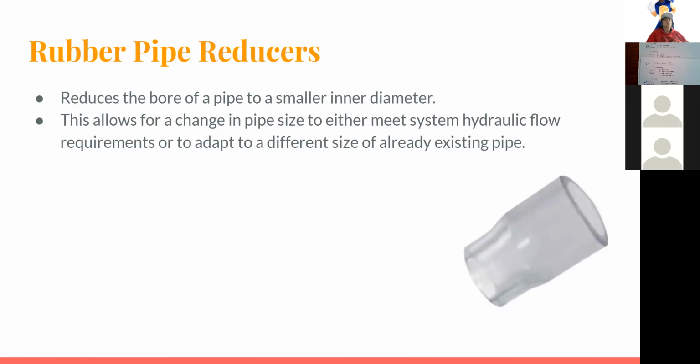Rubber pipe reducers. The rubber pipe reduces the bore of a pipe or inner diameter to a smaller one. It allows for a change in pipe size to either meet system hydraulic flow requirements or to adapt to a different size of already existing pipe.